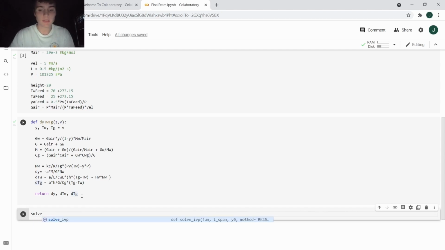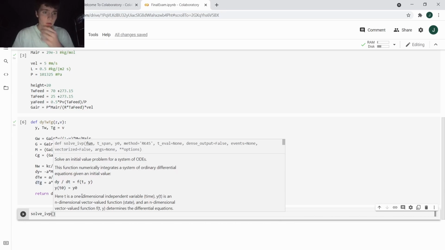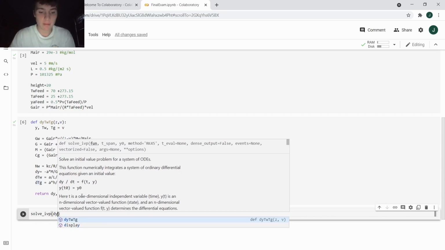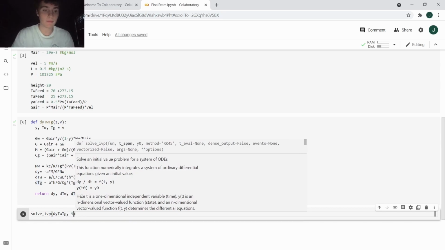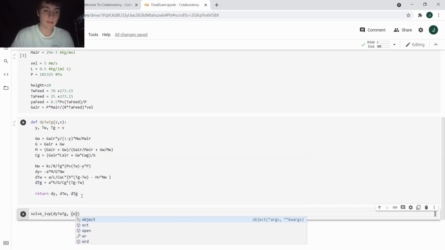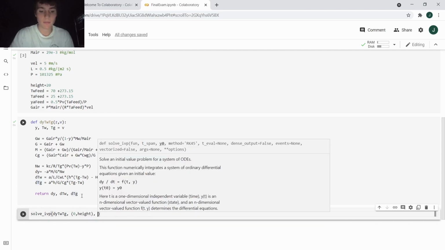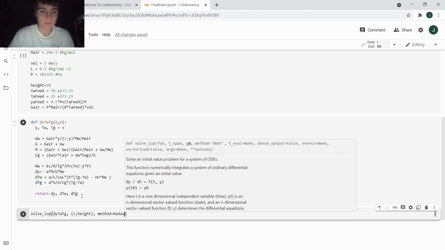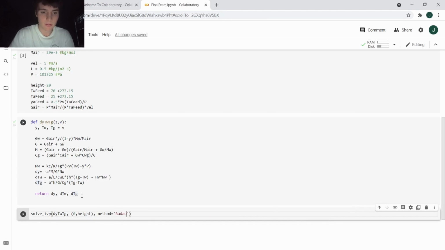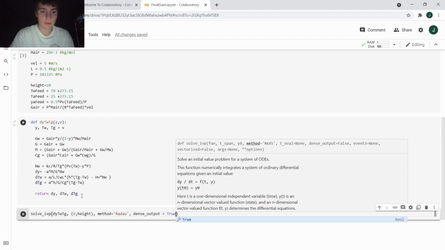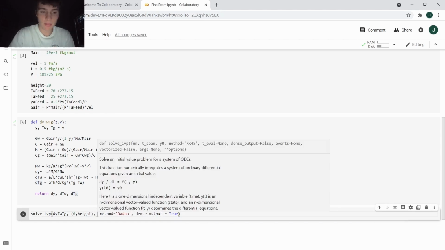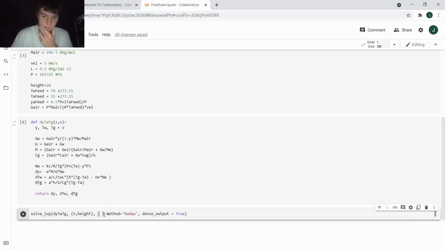So now if we go to solve IVP, we'll just go about this naively at first. So for TG, we want to solve it from 0 to the height of our column, right? Change the method to the Radau method. Set dense output equal to true. And we also need initial conditions. And so what are the initial conditions?